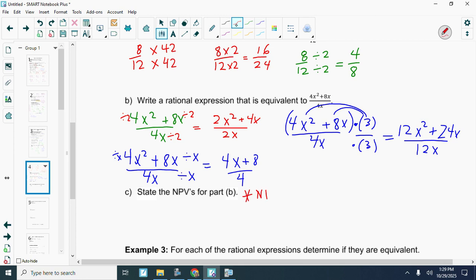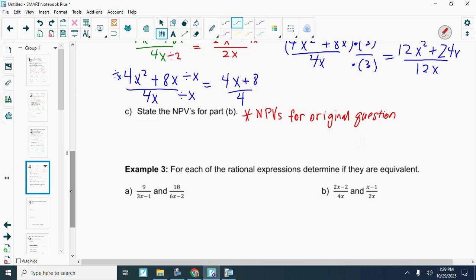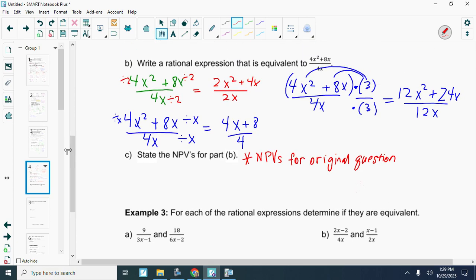Okay, NPVs for the original question. Just in case, when we're simplifying things, if things divide out or disappear, always do your NPVs for your original question. So in this case, the original question: 4x cannot equal 0, so x cannot equal 0. We just set the denominator not equal to 0, and then we solve for that.